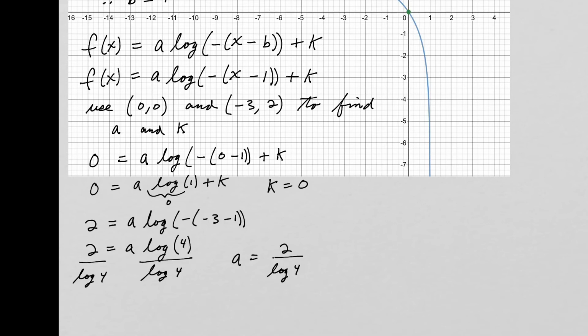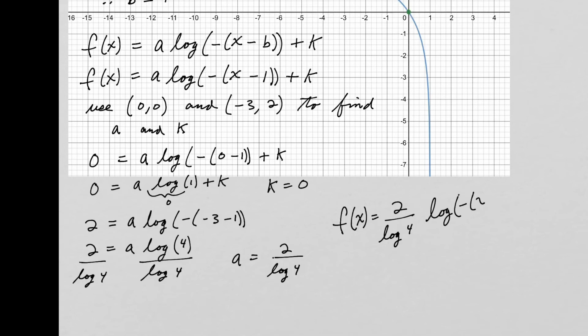So the equation of that graph, that transformed log function, is going to be the following. It'll be f of x equals A, which we know is 2 over log of 4. And again, you could estimate that if you wanted to. I'm leaving it in exactly what it should be, but you could put that in a calculator and estimate it. And then the other piece is log. We had to still use that minus, right?